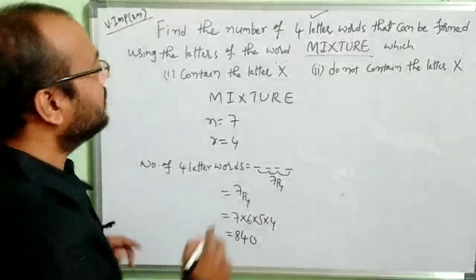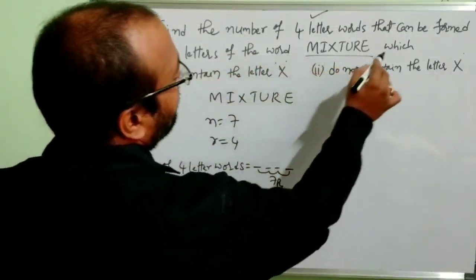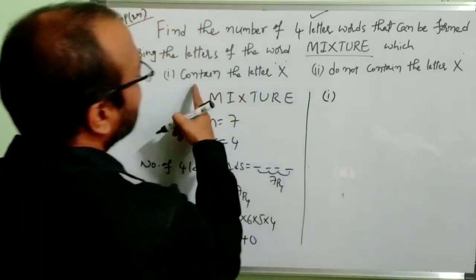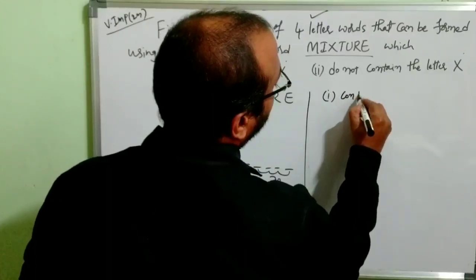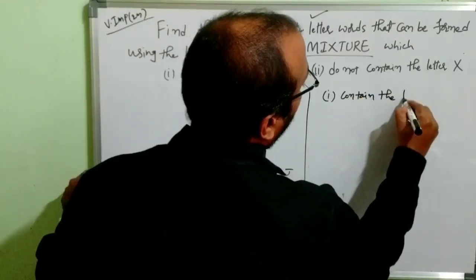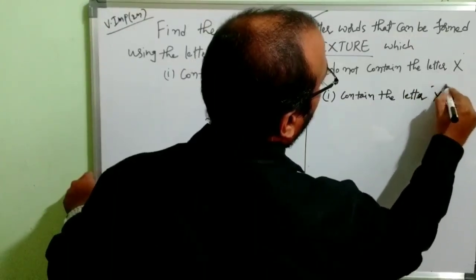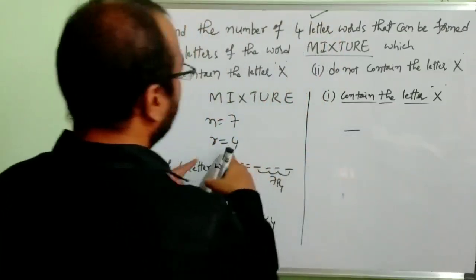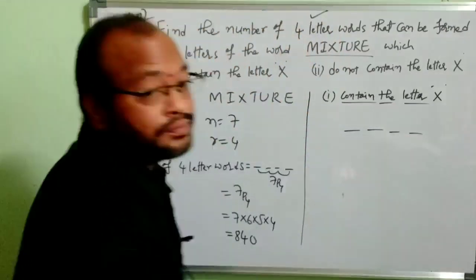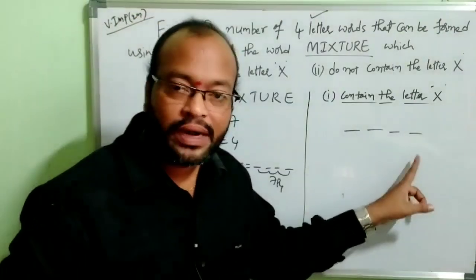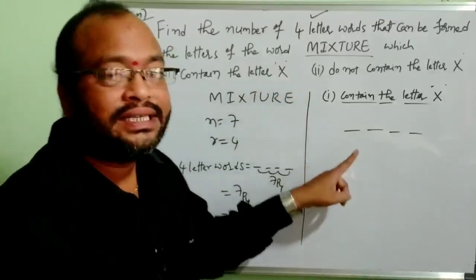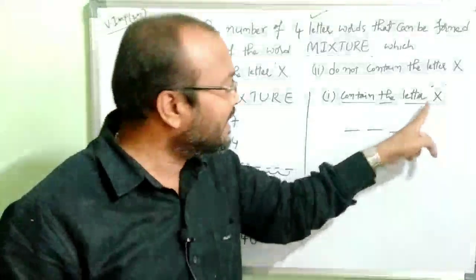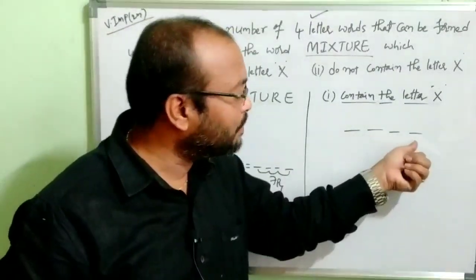But the question is here, using the letters of the word MIXTURE, which contain the letter X. Now we will start with this problem. How many places are there? A 4-letter word means 4 places. In this 4-letter word, it says it contains the letter X. Definitely X is present, so we will give one place for X. X may sit here, here, here, or here.